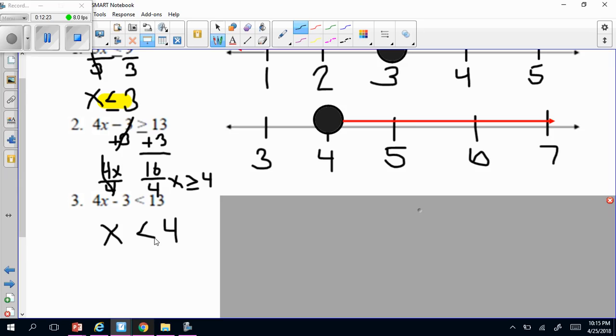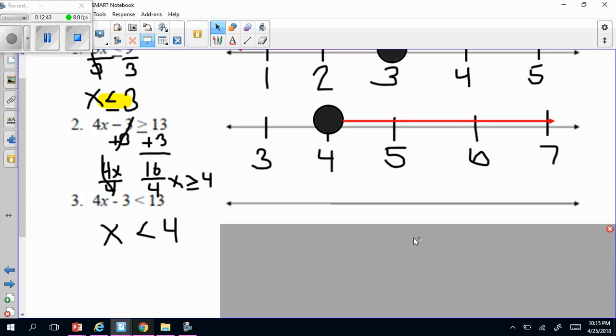Now, think back to our keywords. Actually, think back to our open and closed circle. This is a less than sign. So we know it's not going to equal 4. It's less than that. So it's going to be an open circle.